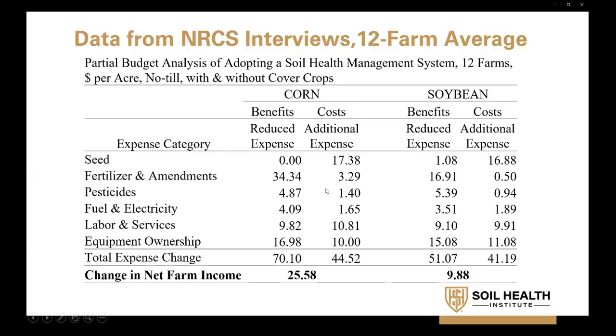So we see that for corn, the fertilizer and amendments expense was reduced by $34.34. Comparatively, for soybeans, the reduction was $16.91. For these average farms, we see that the reduction in fertilizer and amendments is the largest category of expense reductions for corn and soybeans. However, we do notice that for corn, it's much greater. And this is because of the nitrogen applications in corn.